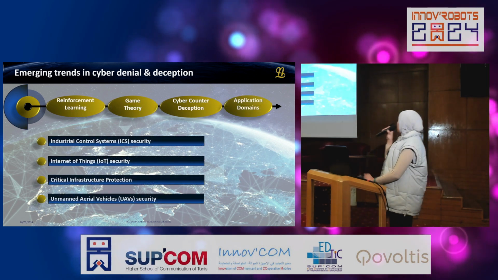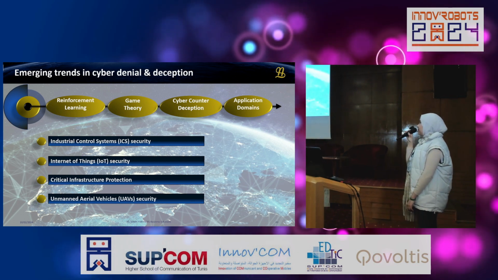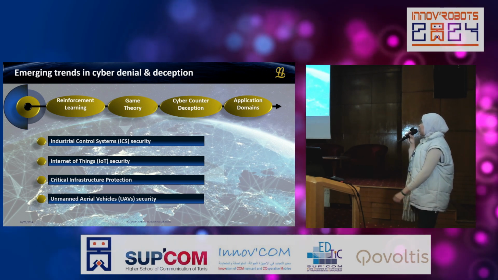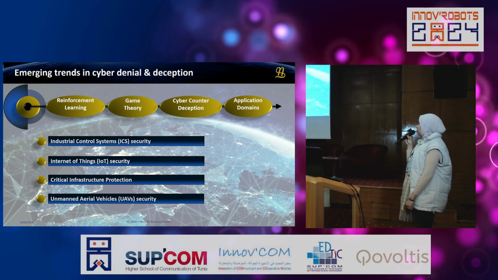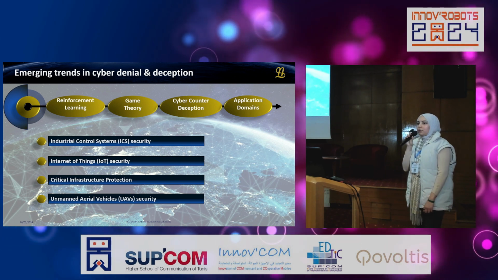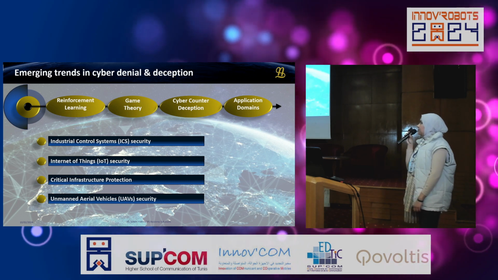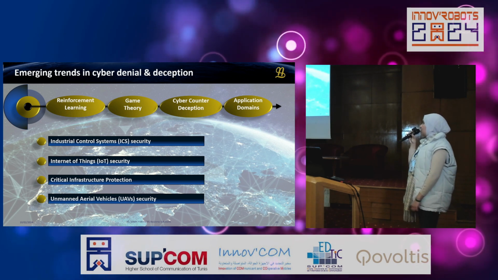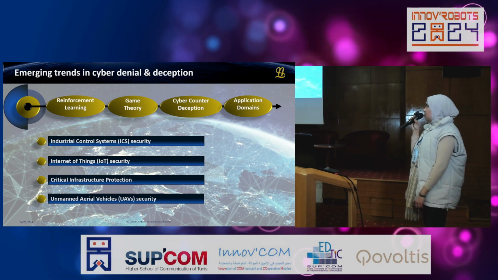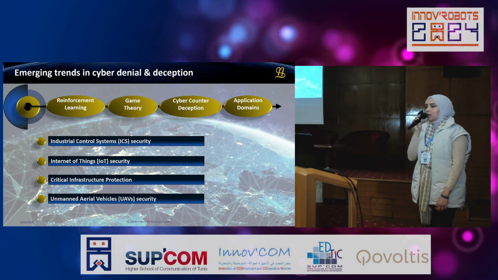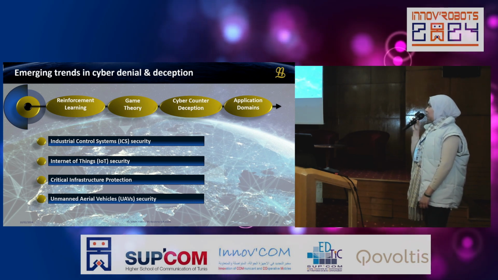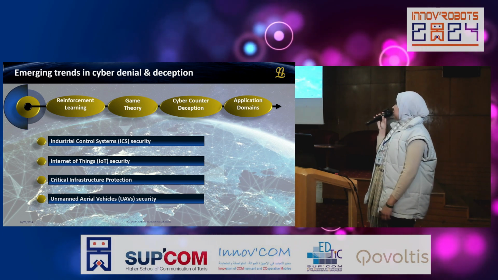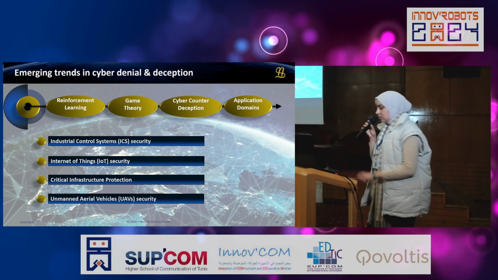And the last trend mentioned here is the application domains. For my case study, I applied cyber deception and denial to enterprise networks. But there are several other case studies for deception and denial. It can be applied to industrial control systems, to the Internet of Things, for example, by placing honey access points or honeypots or others. We can also use it for critical infrastructure protection. We can talk about fake signals and others, and also we can use it for UAV security. So those are the application domains.